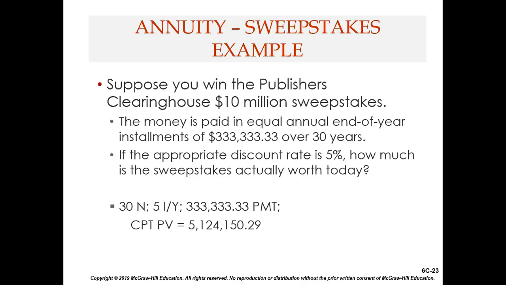So just say you can get a 7% interest rate. You invest $5,124,150.29 today. How much will it accumulate to in 30 years? N is 30. Now my I is 7%, because I could invest my money to make 7%. I'm going to leave my present value at a negative $5,124,150. I'm going to make sure my PMT variable is at 0. And then I'm going to solve for future value.